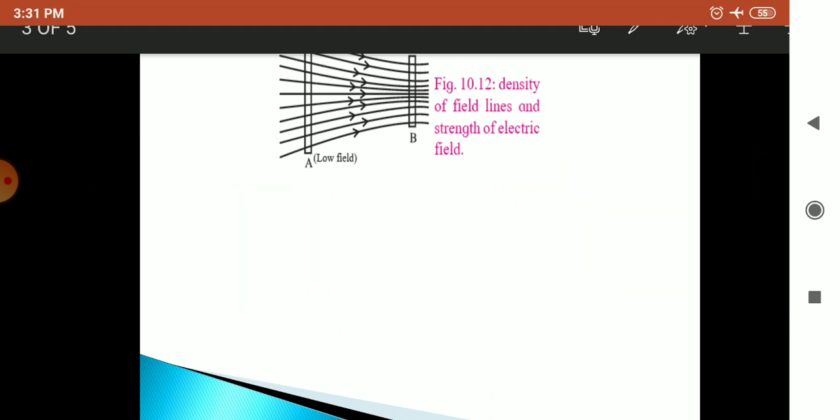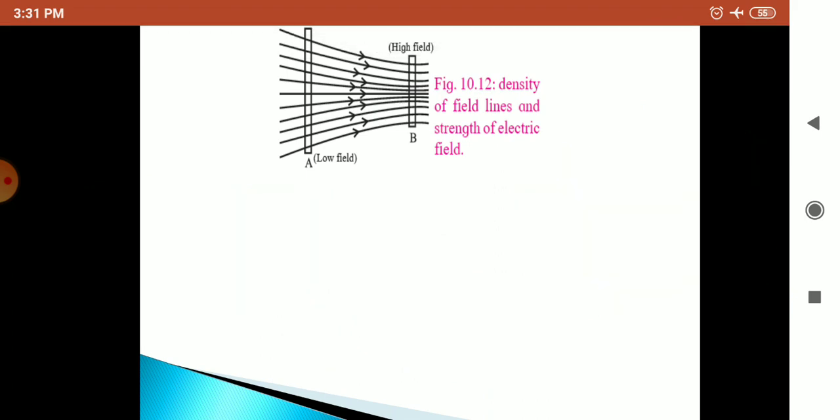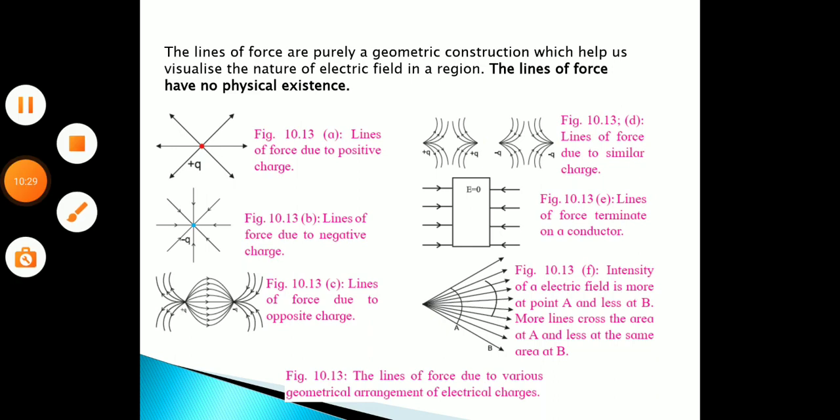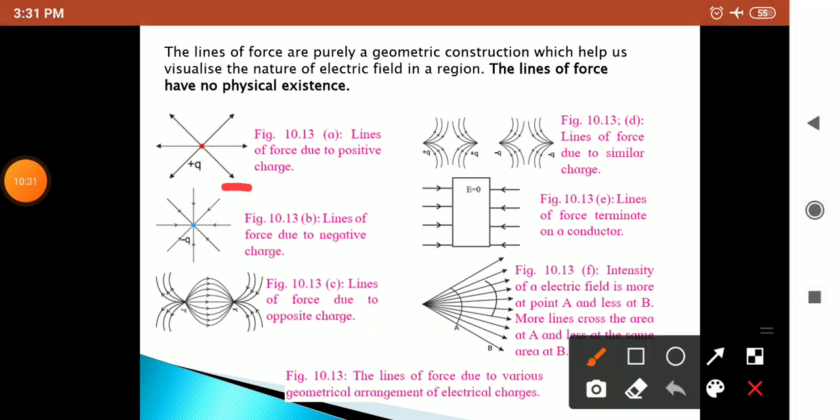and the lines of force have no physical existence. So from these diagrams you will get that. From this we can show the lines of force due to a positive charge. They will look like this. These are all imaginary diagrams.